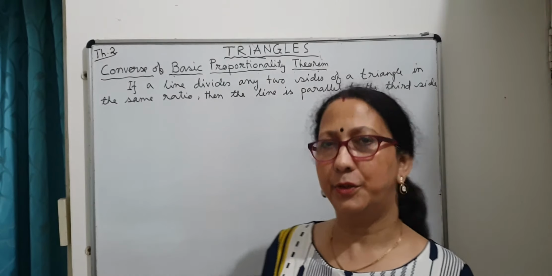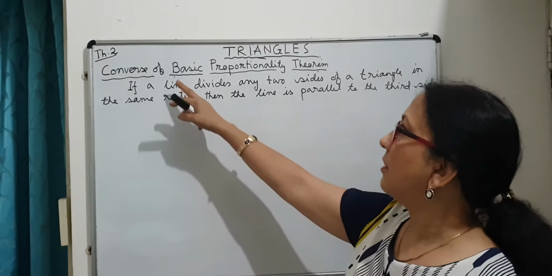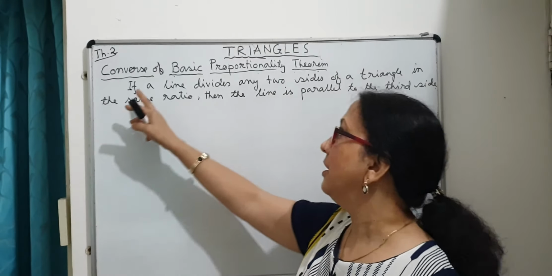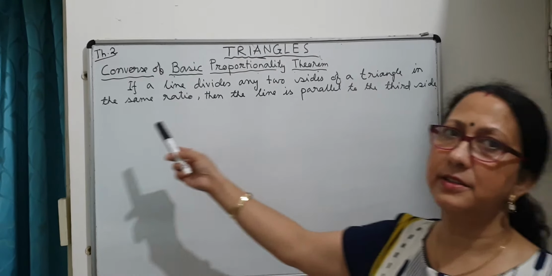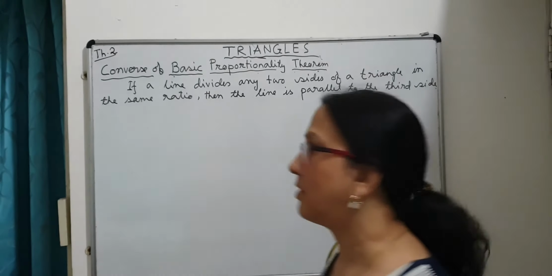Now the second theorem, that's the converse of the previous theorem. That is converse of basic proportionality theorem. So what does the theorem state? If a line divides any two sides of a triangle in the same ratio, then the line is parallel to the third side. That is the converse.